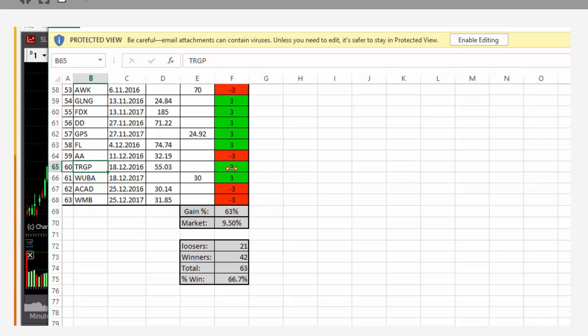That is greens minus reds. So you could have made 63% on these trades if you took them. The market, by the way, at this time did 9.5%, just to show you the difference between the market and what my triggers did. And I had 21 losers, 42 winners, total 63 trades, and the win ratio is just below 67%.